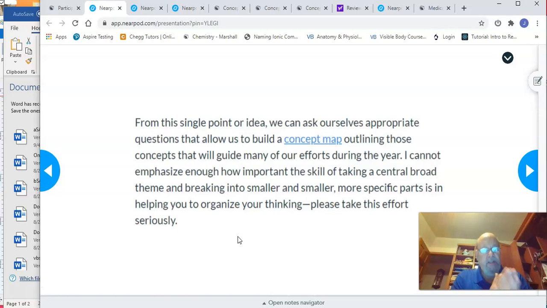So from this single point or idea of interacting with the environment, we can ask ourselves appropriate questions that allow us to build a concept map outlining those concepts that will guide many of our efforts during the year. I can't emphasize enough how important the skill of taking a central broad theme and breaking it into smaller and smaller, more specific parts is in helping you to organize your thinking. And if you take this effort seriously, you can apply it to a lot of other situations as well, and it will be very helpful.